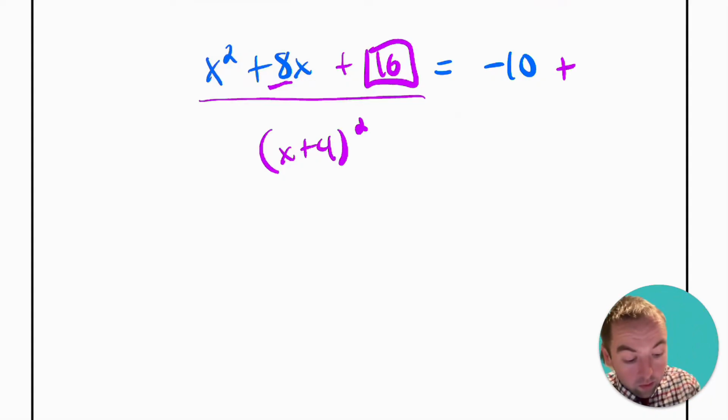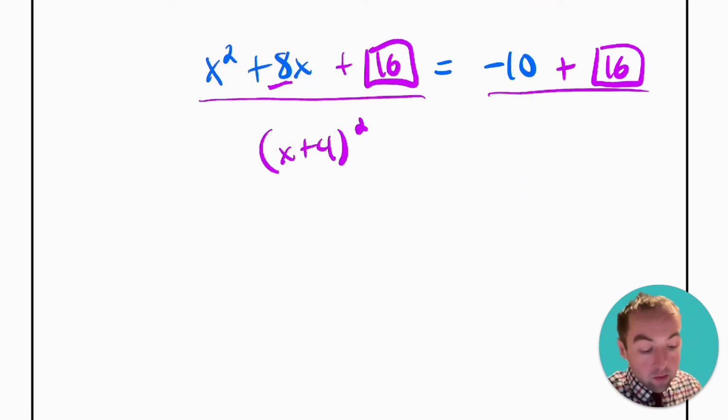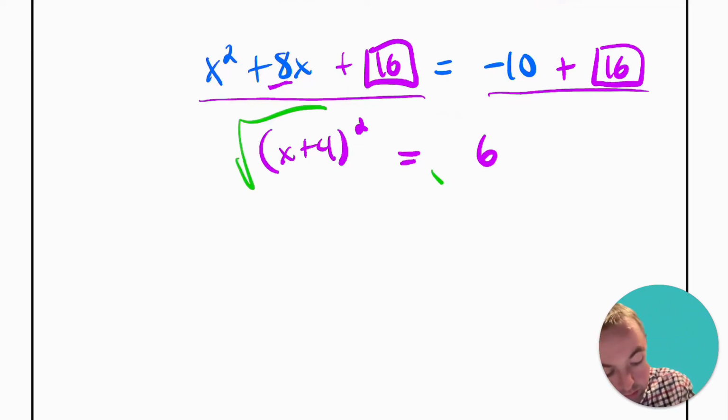Of course you have to do the same thing to the other side of the equation to keep it balanced, and add 16. And then if you add those together, negative 10 plus 16 is going to give you 6. So we'll end up with x plus 4 squared equals 6. And then you can just use the square root property and get x alone, and you're pretty much golden from there. So we can take the square root of both sides.